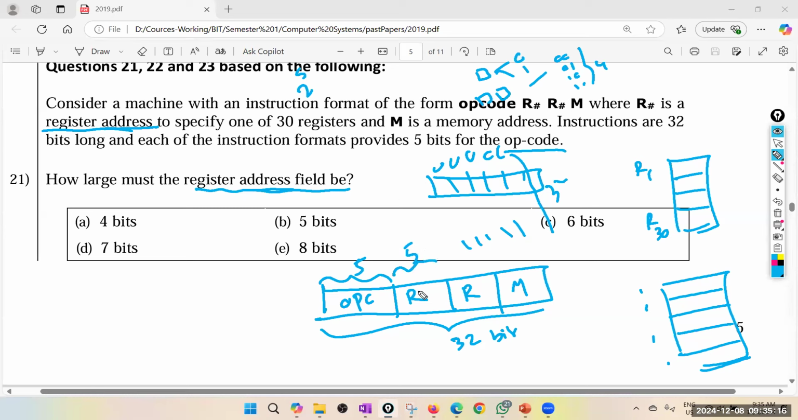5 bits. Of course, if this is 5 bit, this is also 5 bit because that is also a registry address. You are not referring to a different computer. Okay. So therefore, the answer is 5 bits.